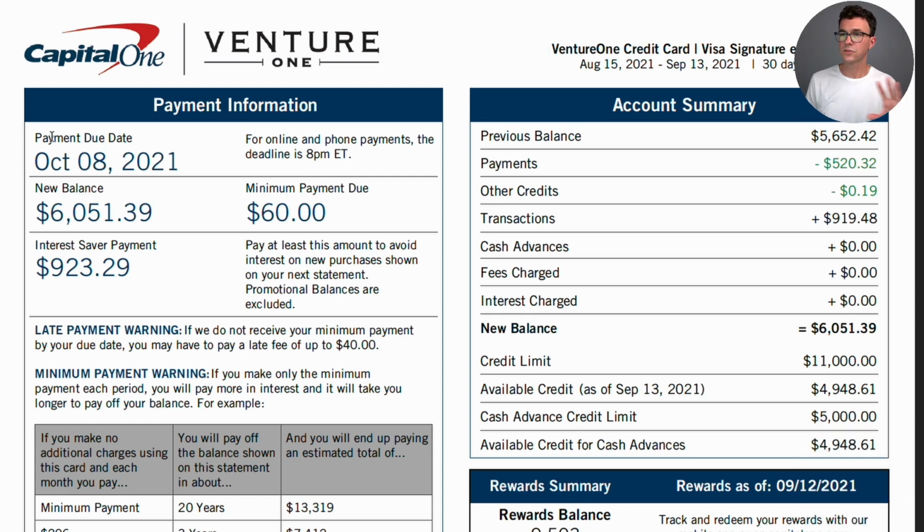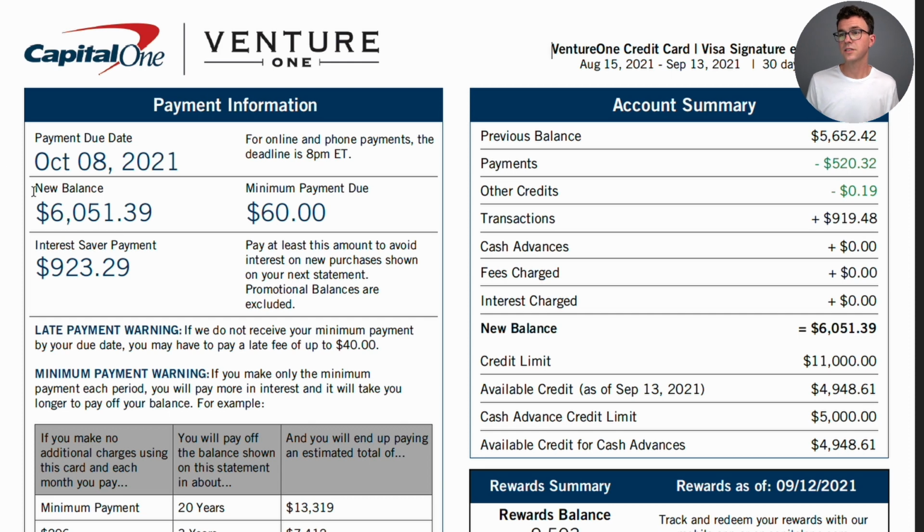Now, if we move on to the left side, the payment information. The payment due date is October 8th. You'll see here, they're specific for online and phone payments. It needs to be by 8 p.m. Eastern. If you call or try to do it online after 8 p.m. Eastern, it's going to show up the next day, which, if you haven't made another payment during this cycle, basically you would be charged a late fee, which we're going to get into in a second.